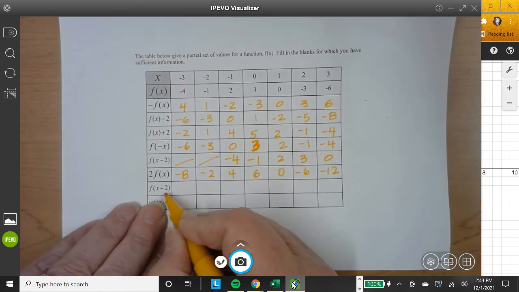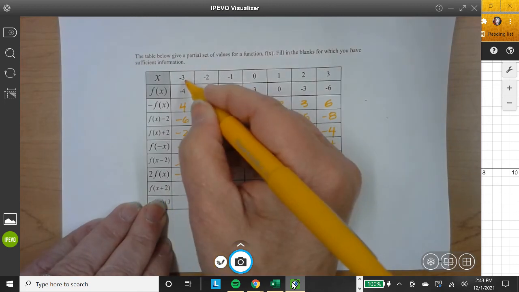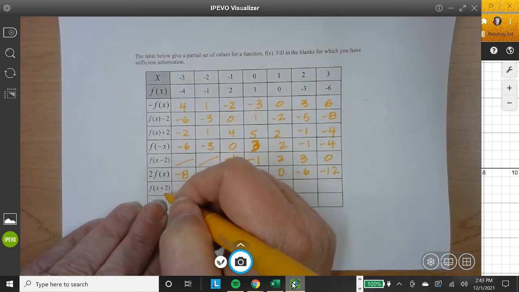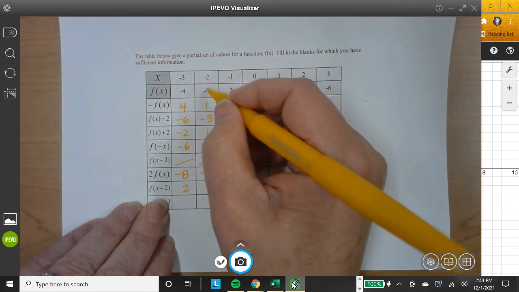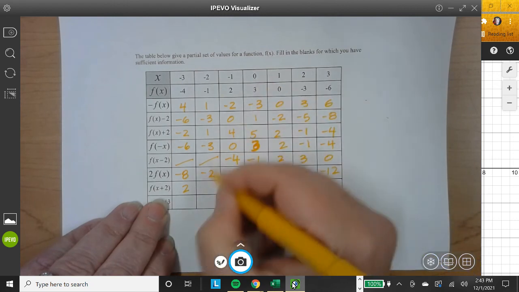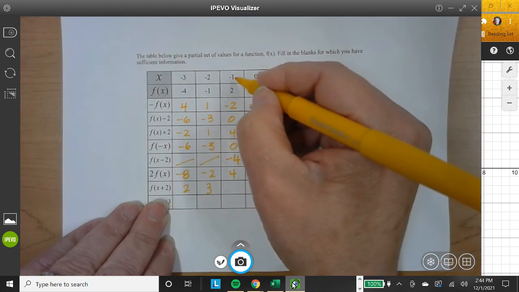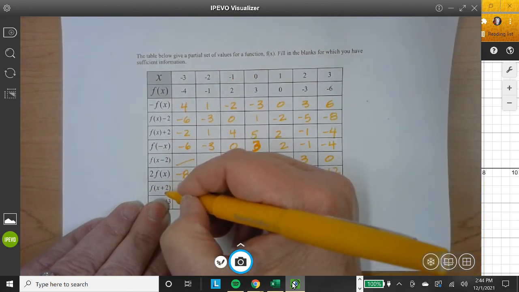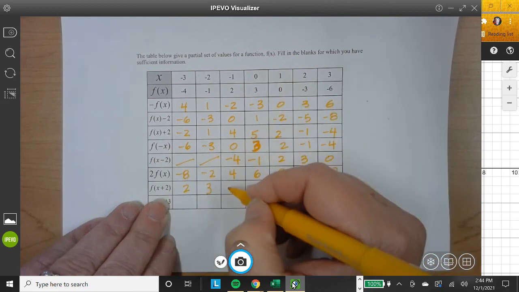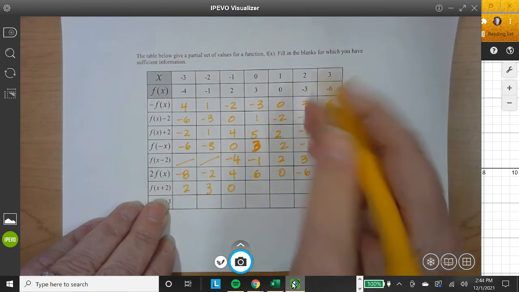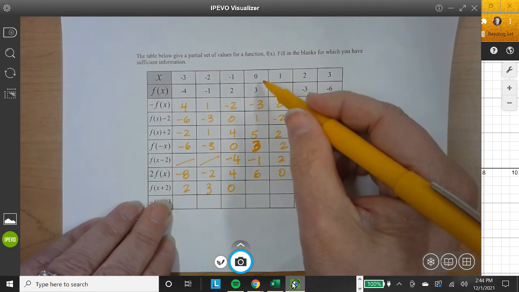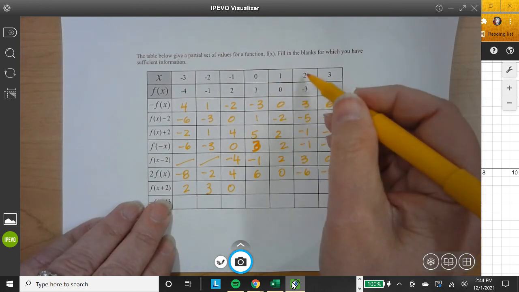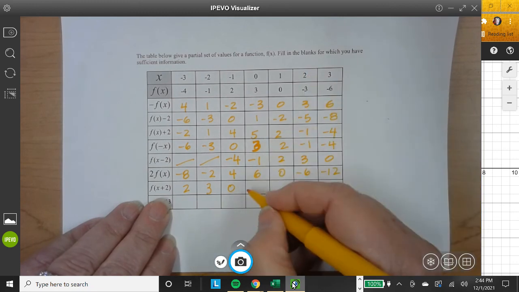This says we're going to move it to the left. So let's plug in negative 3. When I plug in negative 3, I get f of negative 3 plus 2, which is f of negative 1, which is 2. And then I plug in negative 2. That's f of 0, so I put 3. Plug in negative 1. I get f of negative 1 plus 2, which is f of 1, which is 0. And so what I've done is, you can see I've shifted them. So let's plug in 0. I get f of 2, which is negative 3.